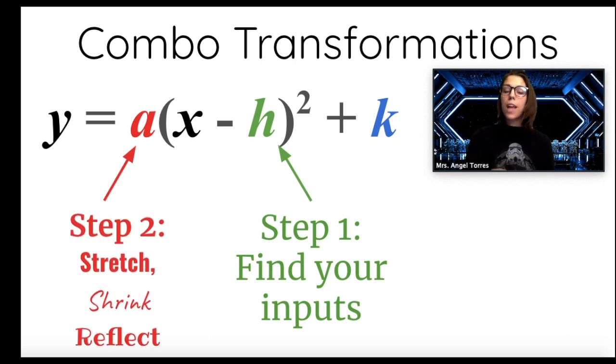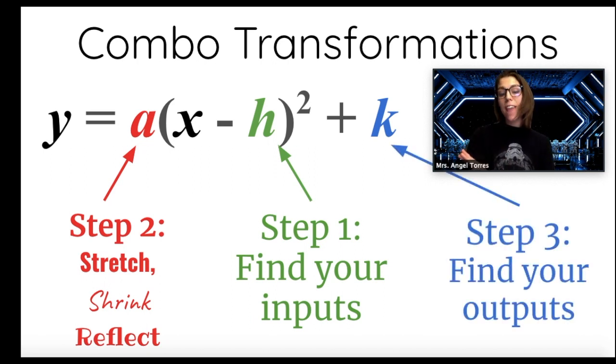From there, we're then going to apply whatever the value of A is. That means it could either stretch, shrink, and or reflect our graph. Finally, once we've done that, we'll find our outputs by applying any vertical shifts that we see. So let's take a look at some examples.